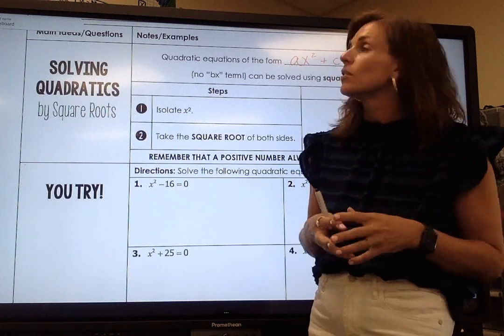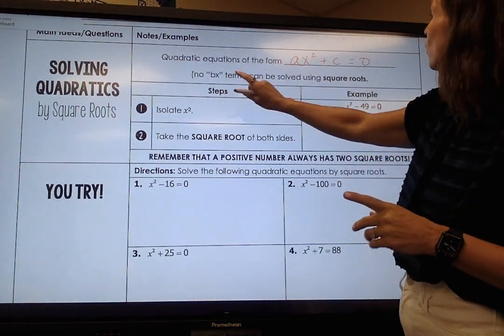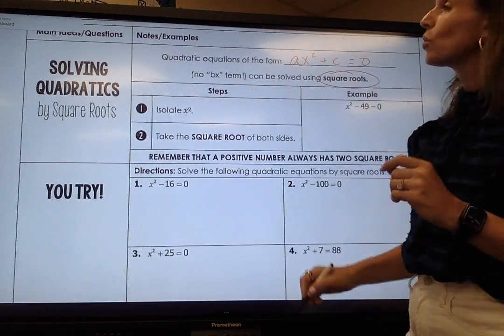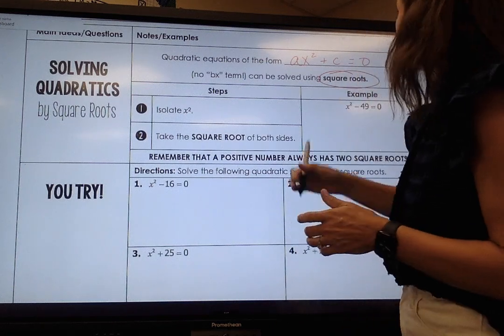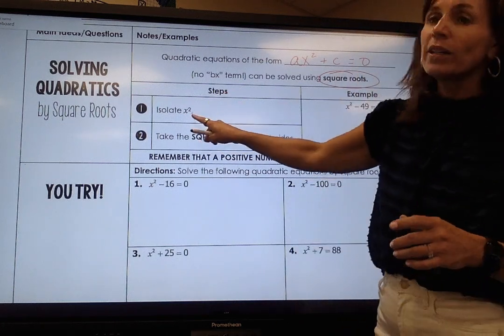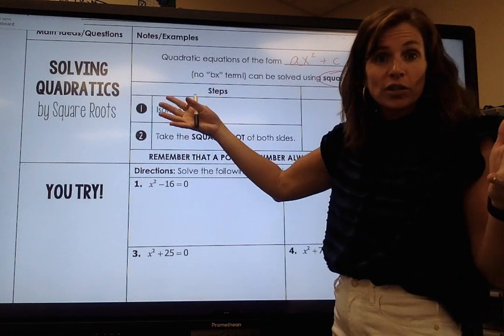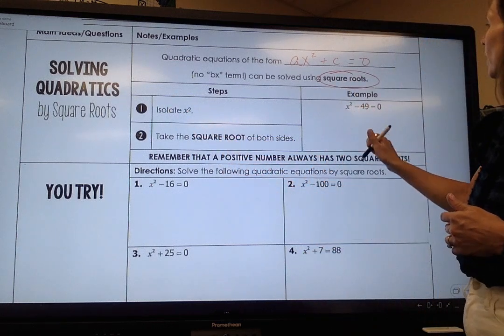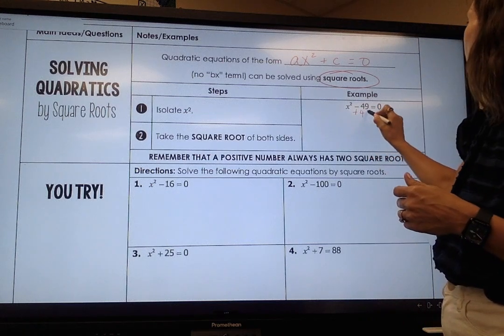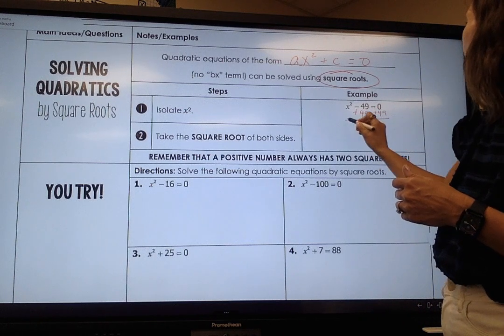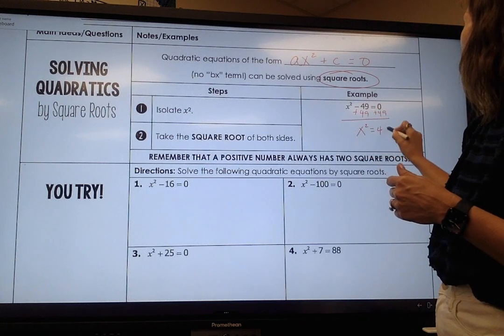That's what it's missing. So when we have no linear term, we're going to use the square root method to solve it because it's fast and it's easy. So what are our steps here? Well, we want to isolate our quadratic term, which is that squared term. So over here, I need to get my constant term on the right-hand side. So I'm going to add 49 to both sides. And I get x squared equals 49.